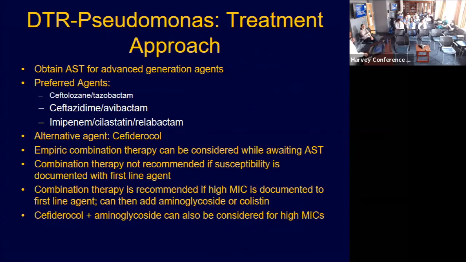In terms of the whole idea of whether we should give combination treatment for multi-drug resistant Pseudomonas, the Infectious Diseases Society of America really recommends that once you have the susceptibilities and it's sensitive to one of those first-line agents, whether it be ceftazidime-tazobactam, ceftazidime-avibactam, or meropenem-avibactam, you dose appropriately, and you don't need to give dual or combination therapy.